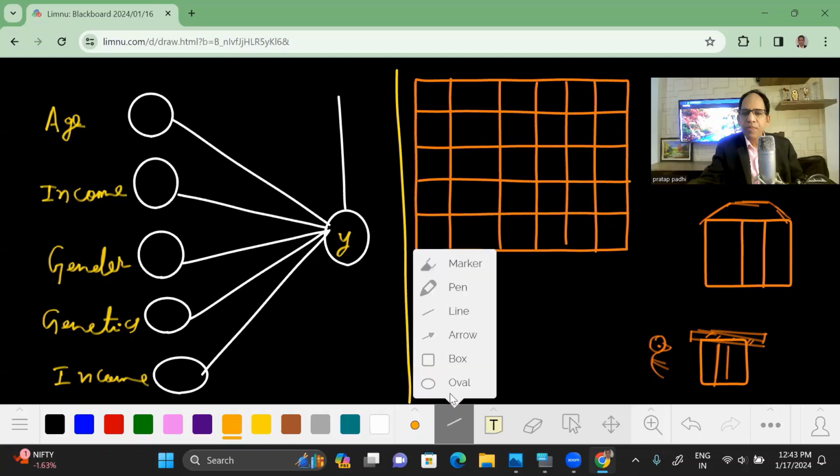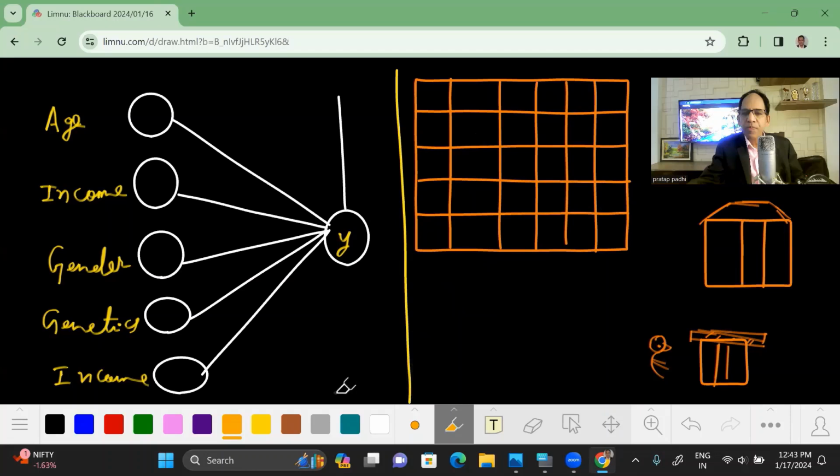So let me write here. This is my x1, the first input, that is age here. This is my x2, the second input, that is income. And this is gender, the third one, that is male or female. Suppose you take male as 0 and female as 1. And this is x4 and this is x5, because everything will be transferred to numbers. Let me write, male I've taken 0 and female I've taken 1.